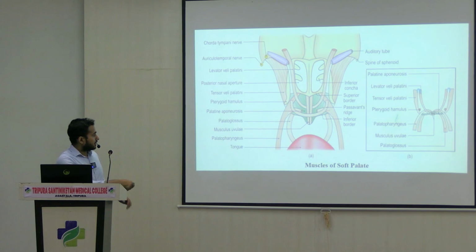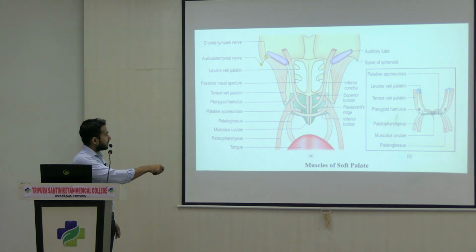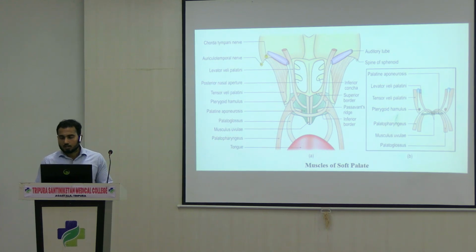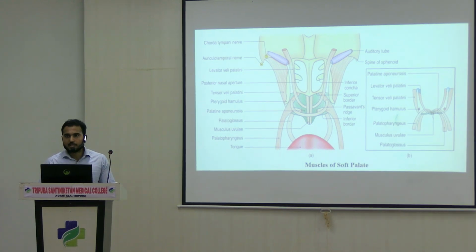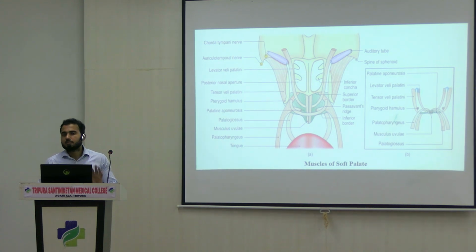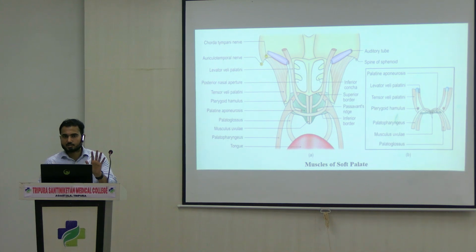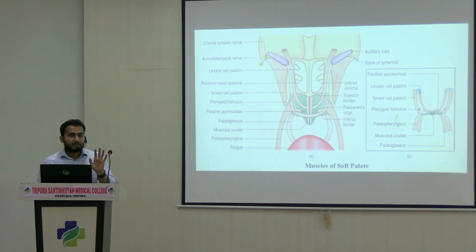Here you can see the diagram. This particular part is showing the aponeurosis of the soft palate. Okay. Now along with the aponeurosis of the soft palate, you can see the muscles of the soft palate also. For understanding the muscles of the soft palate, I will request everyone to see this particular diagram. So how many muscles are attached to the soft palate? 5 pairs of muscles. Okay. 5 pairs of muscles are attached to the soft palate.